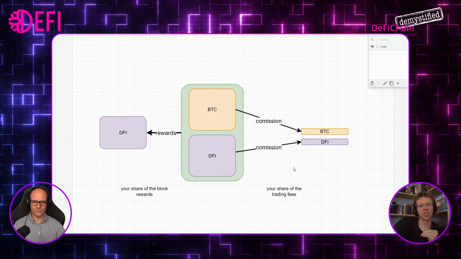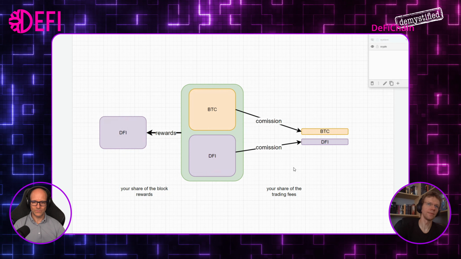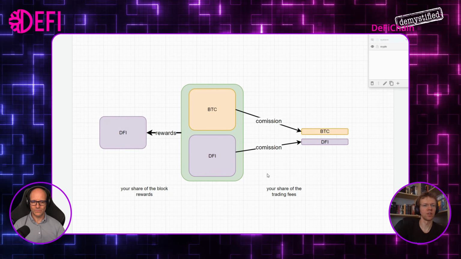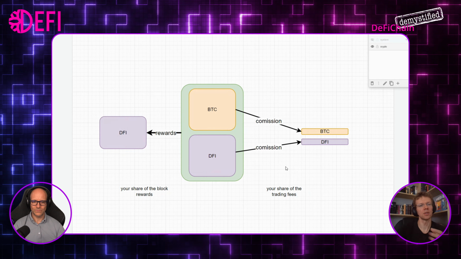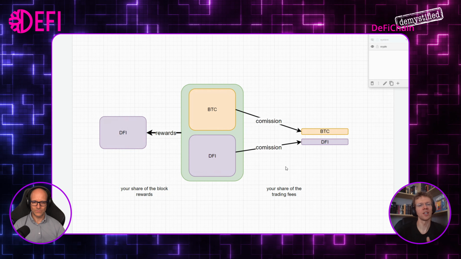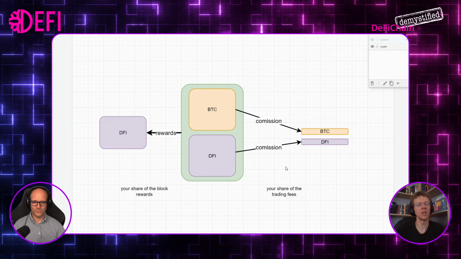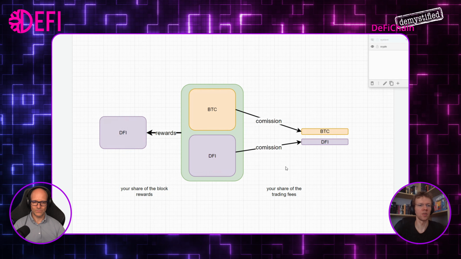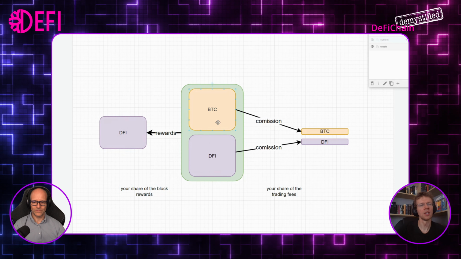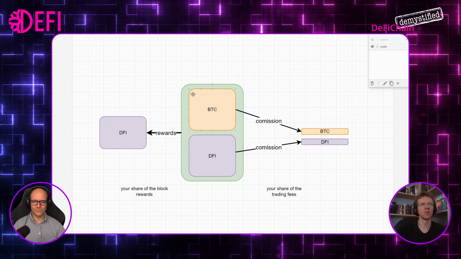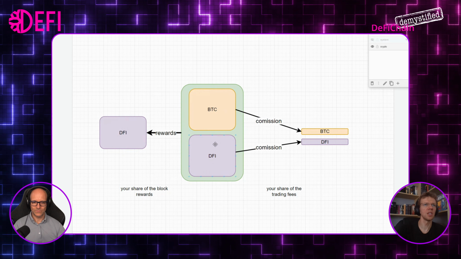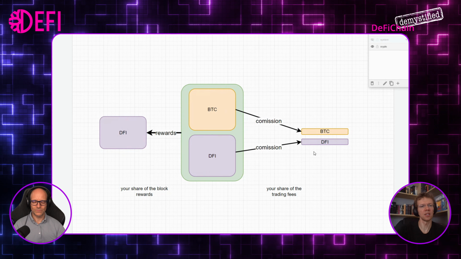The other side is that you get commission. If people swap, if people trade on that pool, they usually pay a 0.1% fee for trading on the pool. And those commissions, that's the trading fees summed up over all the swaps that happened in that block, are again shared over all liquidity providers. So if you provide 1% of the liquidity of this pool, you get 1% of all the trading fees that accumulate on this pool. And because we have those two assets, we get a commission in those two assets. If people swap from BTC to DFI, they pay the fee in BTC. If they swap from DFI to BTC, they pay commission in DFI. So you get BTC and DFI.